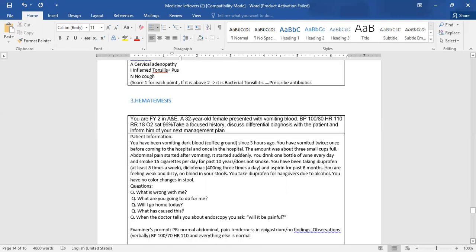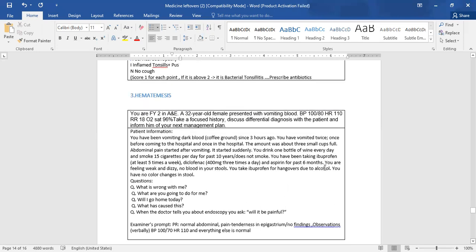Okay. So the last scenario is hematemesis. You are referred to the emergency department. A 32-year-old presents with vomiting blood. Blood pressure is this and this. Take a focused history, discuss the differentials with the patient, and inform him of your next management plan.